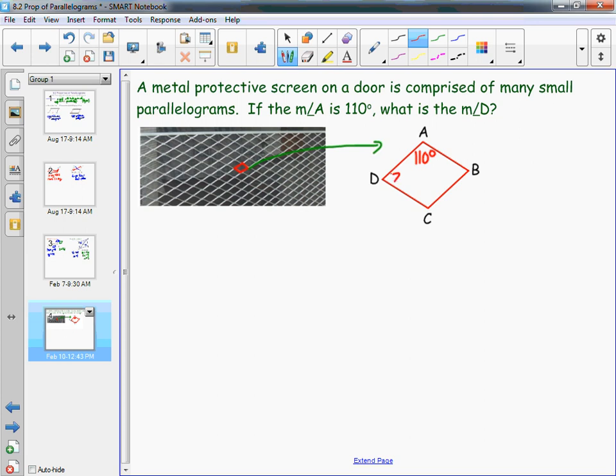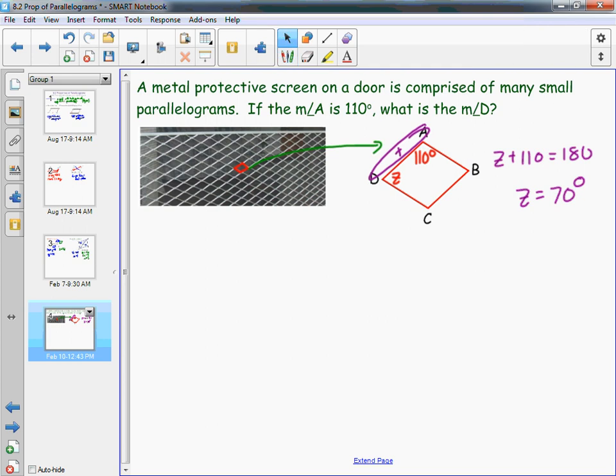Well, let's pick a variable, maybe Z. D is not opposite of A, so it's not congruent, but we do recall that consecutive angles add together to form 180, and we subtract the 110 from both sides and find that Z equals 70, which is the measure of angle D. So we say the measure of angle D equals 70 degrees.